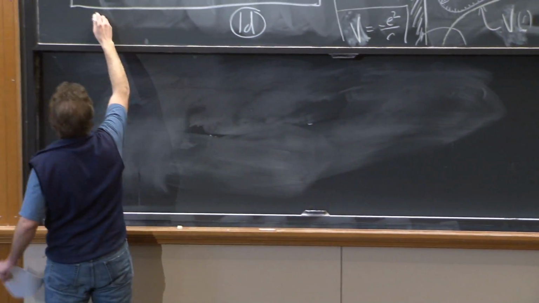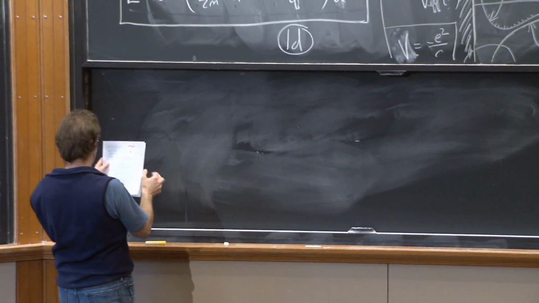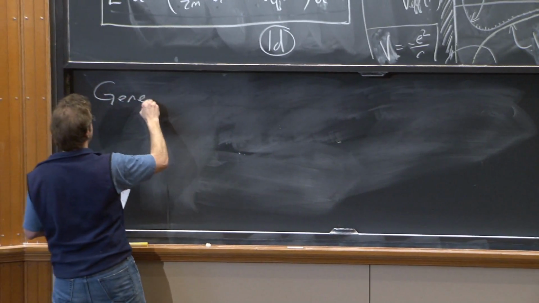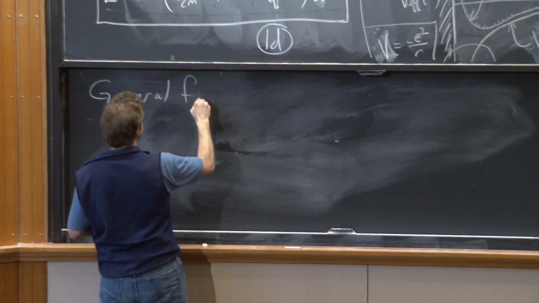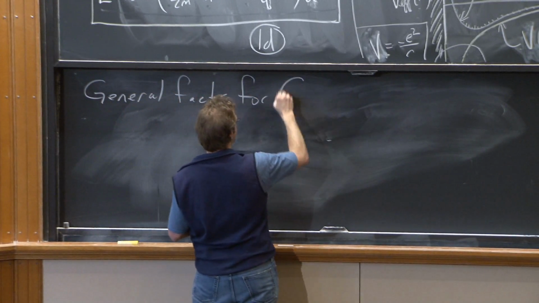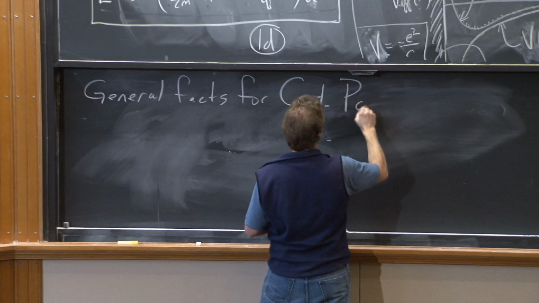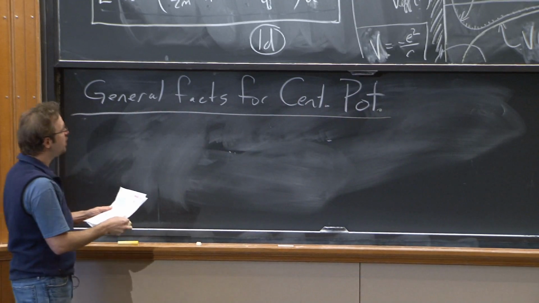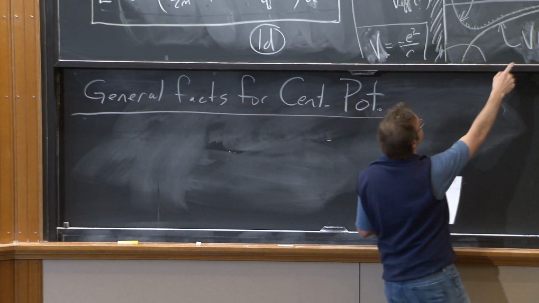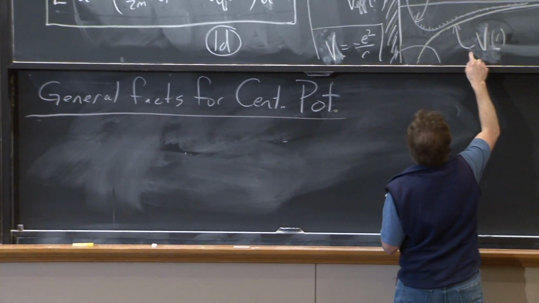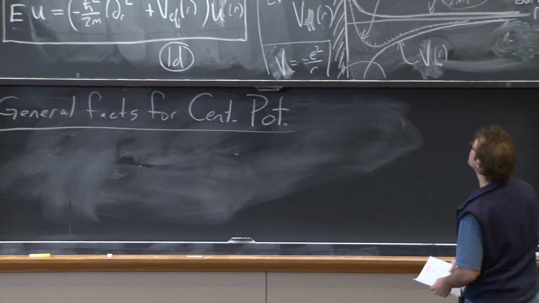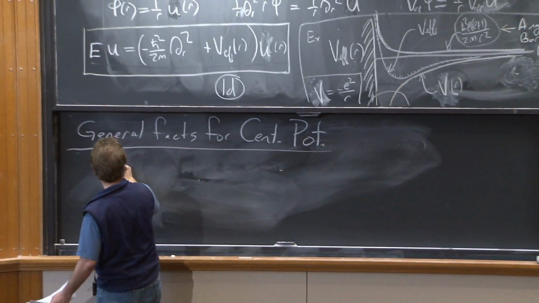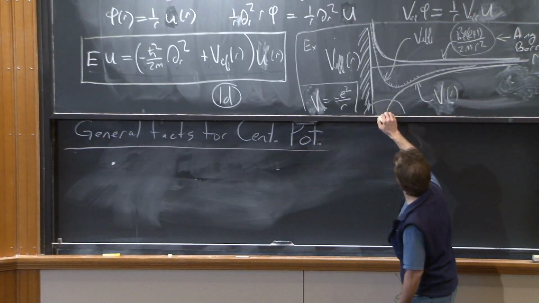So what I want to do now is solve... Do I really want to do it that way? Well, actually, before we do, let's consider some last general facts for central potentials. The first is, regardless of what the bare potential was, just due to the angular momentum barrier, we have this 1 over r squared behavior near the origin.